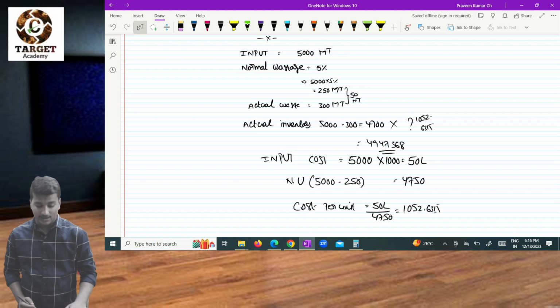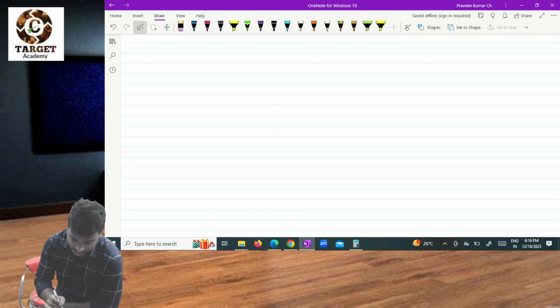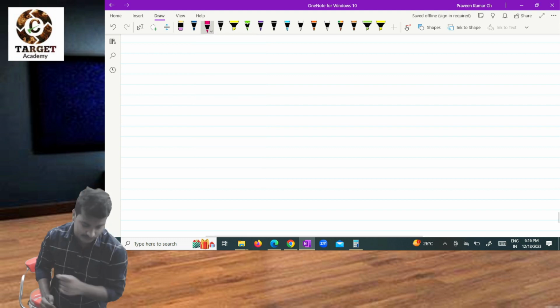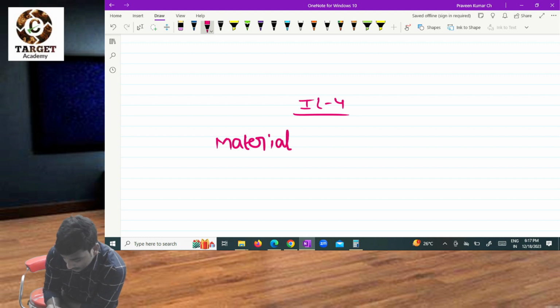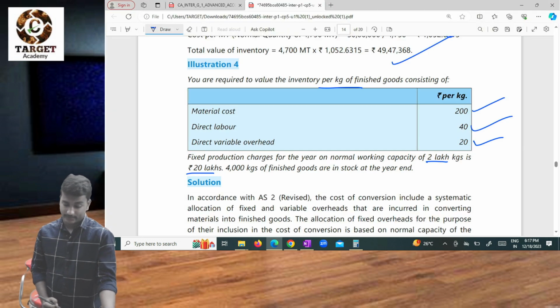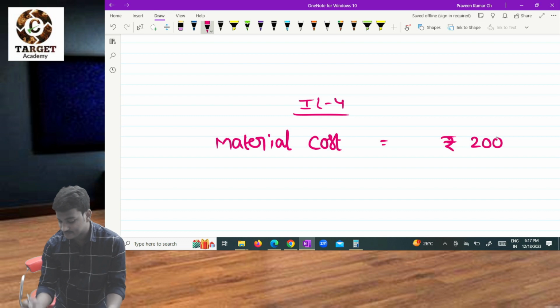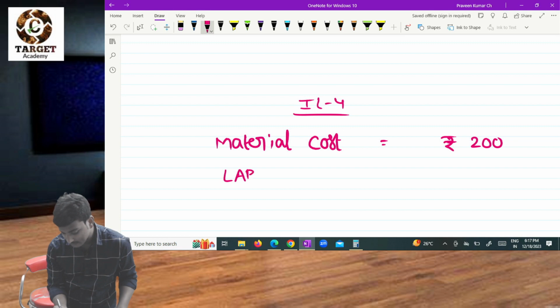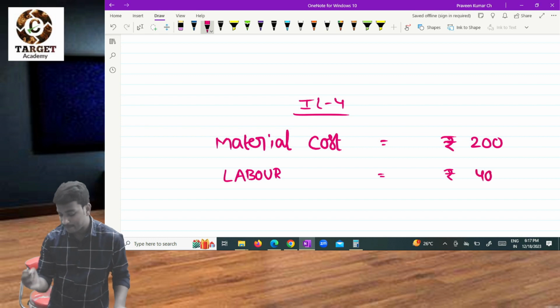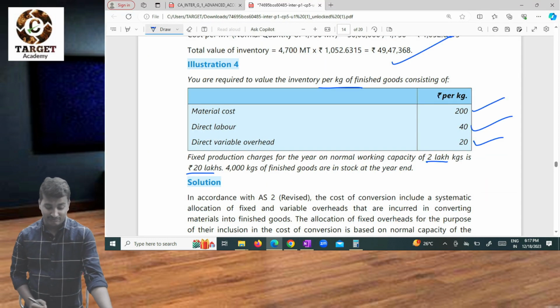First of all, let me write what is the given information in our question. So I think illustration number 4, right? 4 or 5? 4. Material cost, how many rupees? 200 rupees per kg. And labor, 40 rupees per kg. Next, variable overheads.